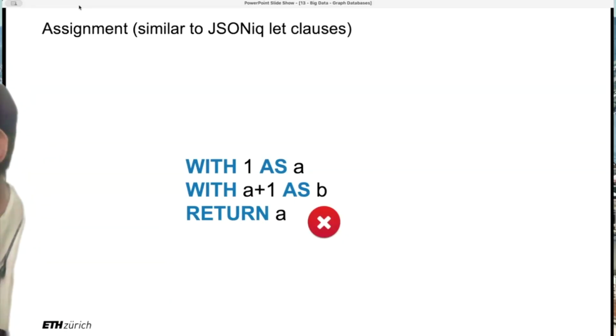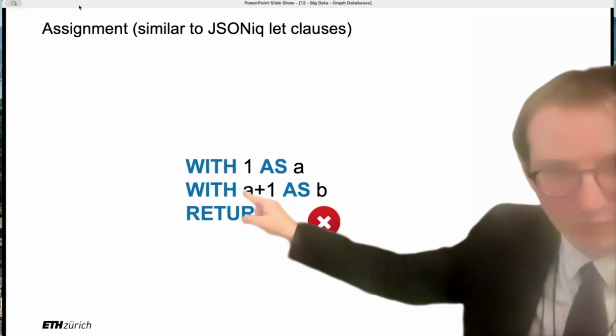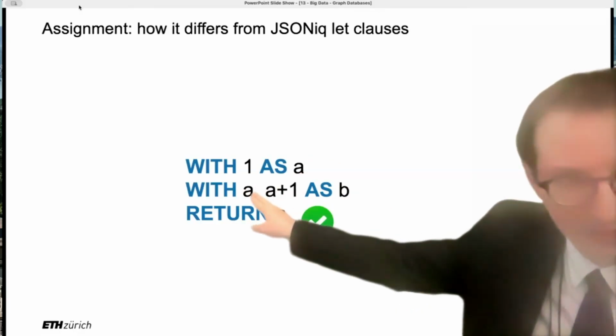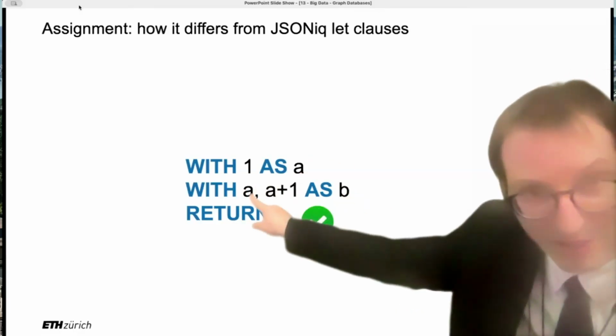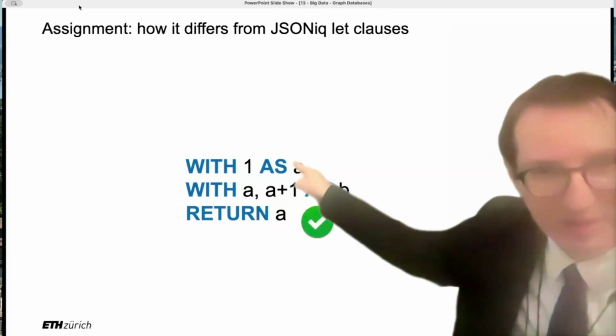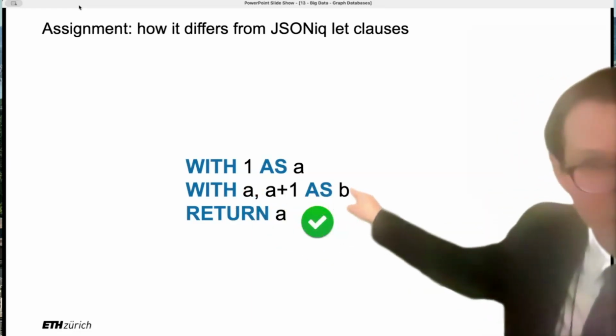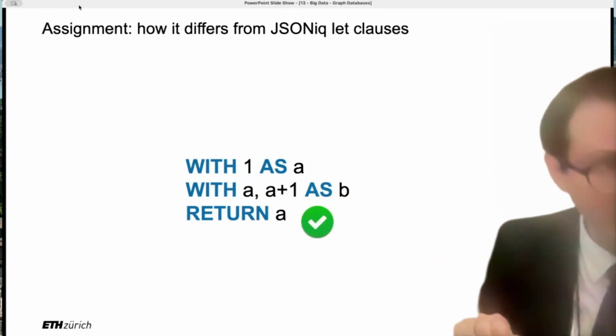So the way you would do this is slightly different. You need to repeat in the second with clause the previous one so that it's also part. So now you have A and you have B. Since you don't assign anything to A, it's just implicitly taking it over from the previous one. And now you have, again, A and B accessible, and you can do this.